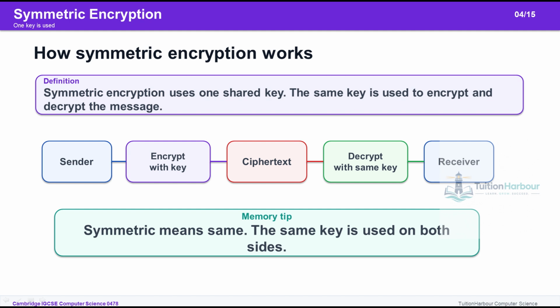Symmetric encryption uses one shared key. The same key is used to encrypt the message and to decrypt it. The sender uses the key to lock the message, and the receiver uses the same key to unlock it. A simple memory tip is that symmetric means same.